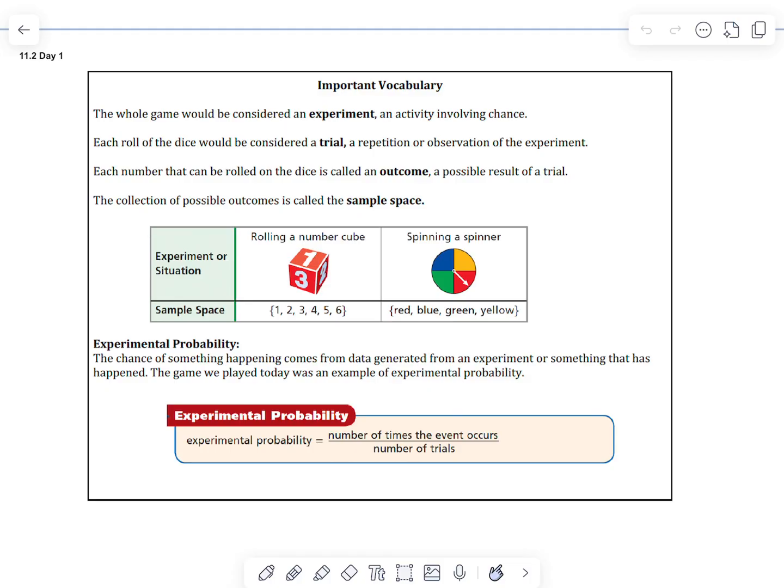Experimental probability is the chance of something happening when it comes from data generated from an experiment or something that has happened. The game we played today would be something like rolling a dice multiple times and writing down what happened. Experimental probability is the number of times the event occurs divided by the number of trials that you've done.